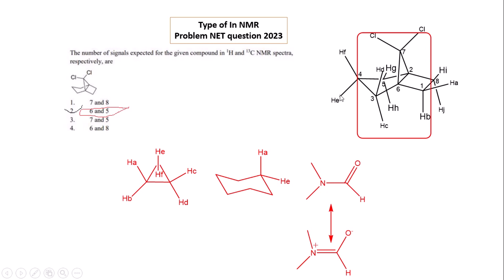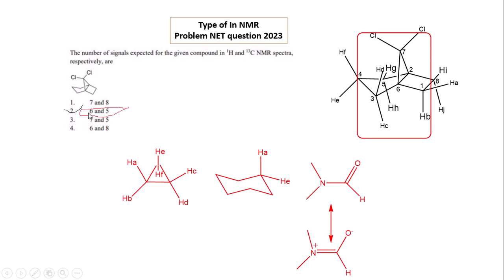Six signals means these protons are diastereotopic in nature. This proton is also diastereotopic, and this proton is also diastereotopic. That is, HA and HB are diastereotopic, HD and HC are also diastereotopic, HF and HE are also diastereotopic. So diastereotopic protons show different signals, but the enantiotopic protons, that is HA and HI, give the same signal. HB and HJ give the same signal. HD and HG give the same signal. HC and HH give the same signal. Hence diastereotopic protons fall at different chemical shift values, but enantiotopic protons have the same chemical shift value.